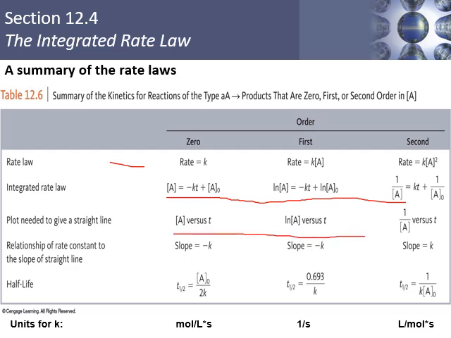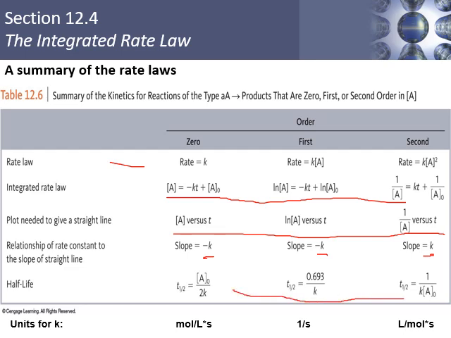We just talked about that. The slopes are going to be the things that are in front of the t's. So for zero and first order, it was minus k, and for second order, it was plus k. And the half-lives are given here at the bottom.